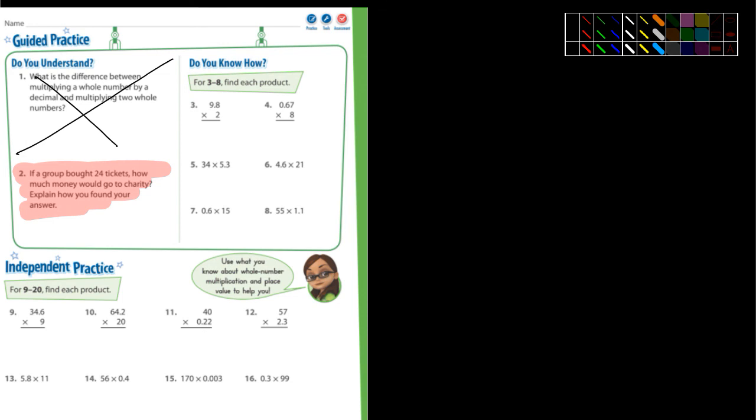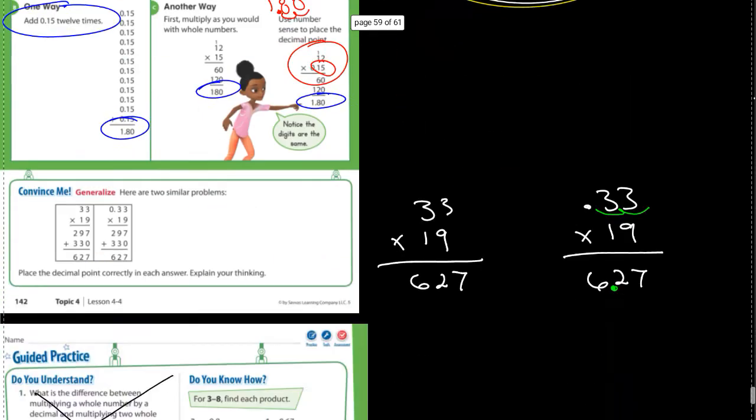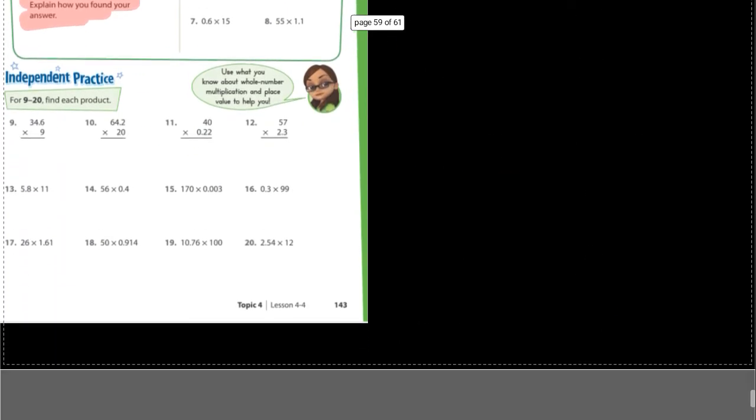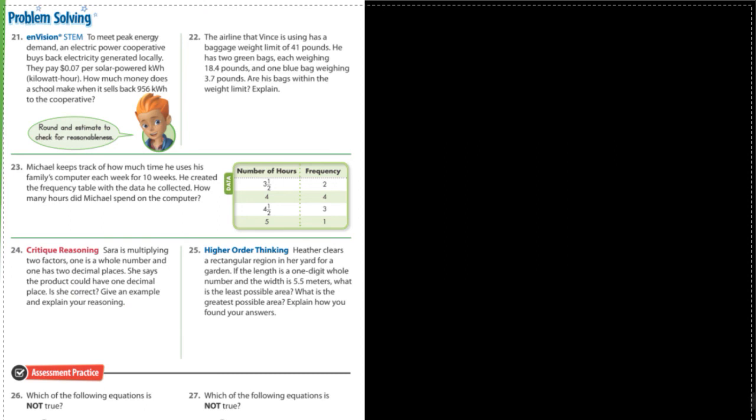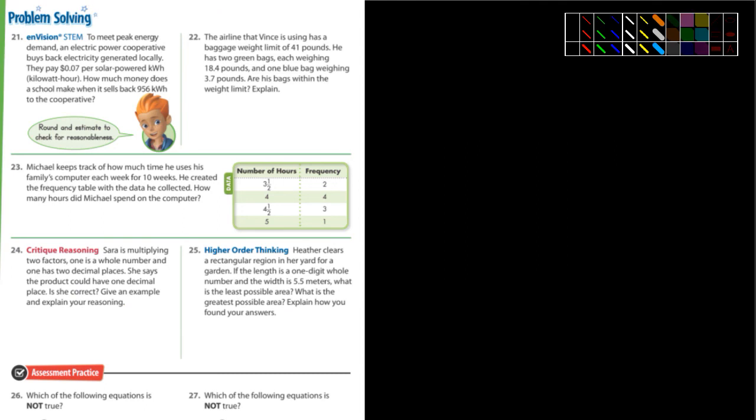Okay? If you want me to do a couple of them, if you get stuck, come on up and ask me. Let's see here. Yeah, you guys can do all those on page 143. I don't see a problem with these. All right, 21. I'm looking at the next page here.